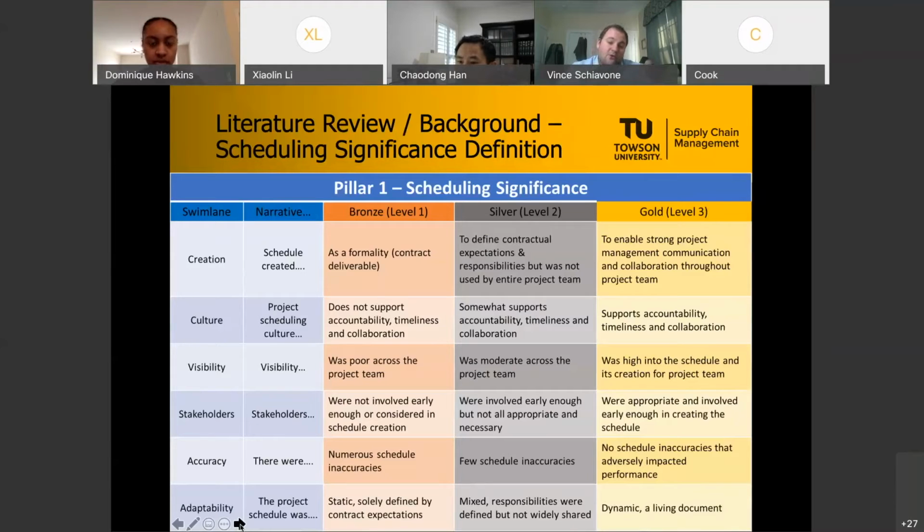And then if you go across and look at bronze, silver, and gold, typically when an industry person would respond to our survey and try to score their projects, they could fall in any one of these 3 categories, which could then be mapped to collaboration. Next slide, please.